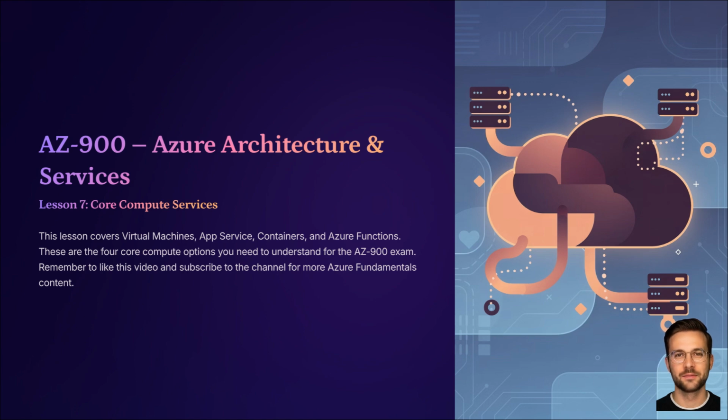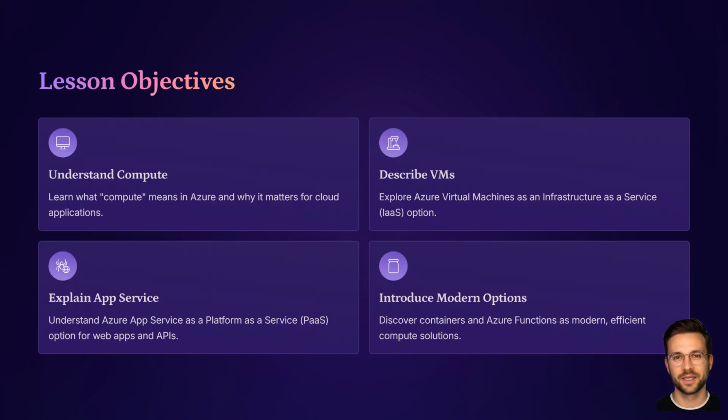In the previous lesson, you learned about core Azure architectural components, regions, availability zones, and resource groups. You saw how Azure is organized physically and logically. In this lesson, we will move one step further and explore the core compute services in Azure. By the end of this video, you will be able to describe 4 important Azure compute options: Azure Virtual Machines, Azure App Service, Containers in Azure, and Azure Functions. You will also understand when to use each option in an AZ-900 exam scenario.